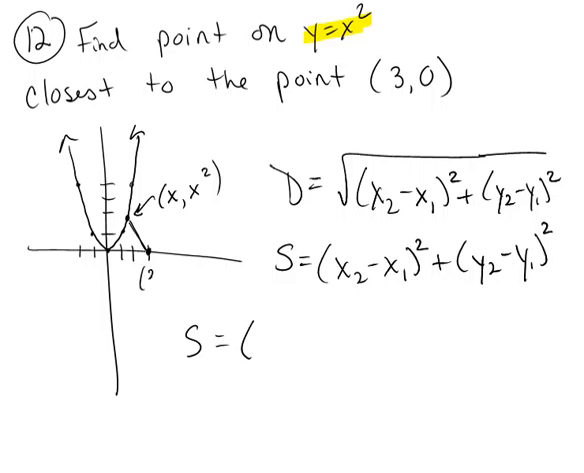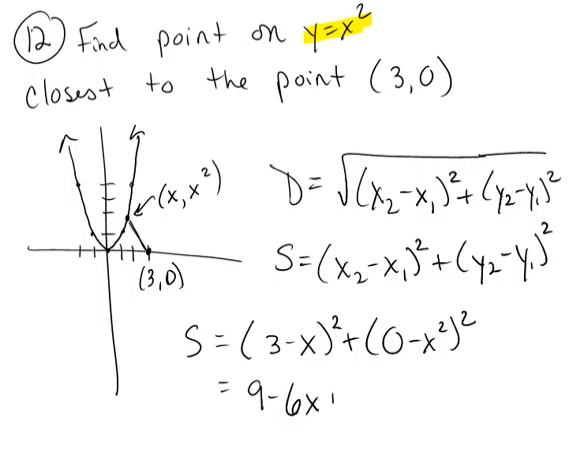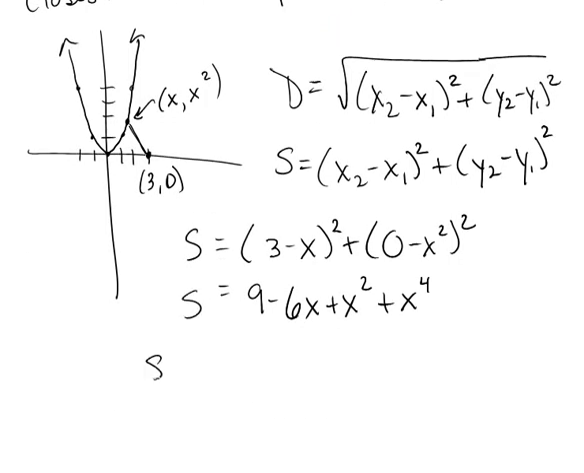Okay, so this was the point (3, 0). So we'll do (3 minus x) squared plus (0 minus x squared) squared. And so when you FOIL this out, this is 9 minus 6x plus x squared plus x to the 4th. And so the derivative is negative 6 plus 2x plus 4x to the 3rd.